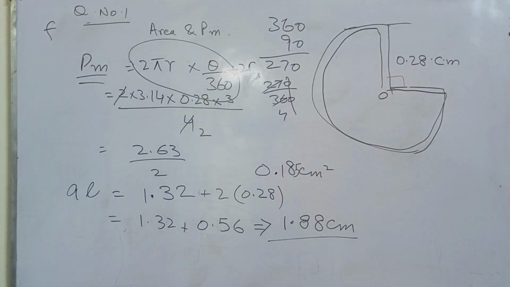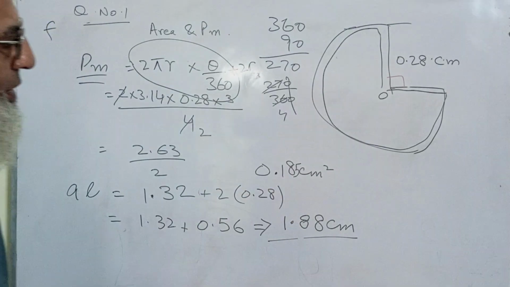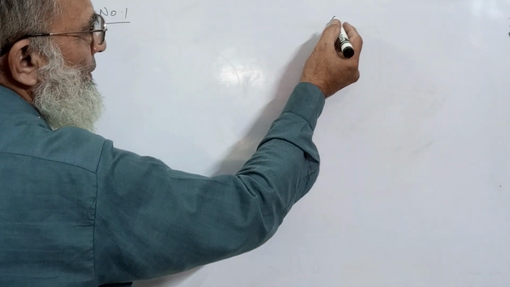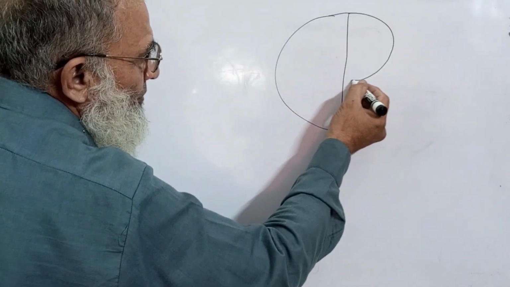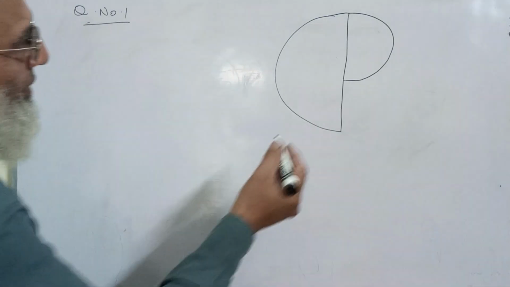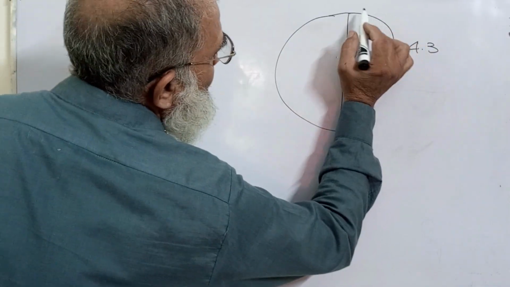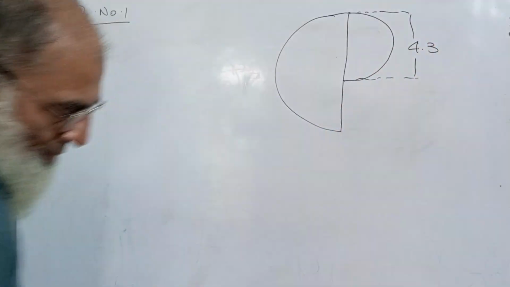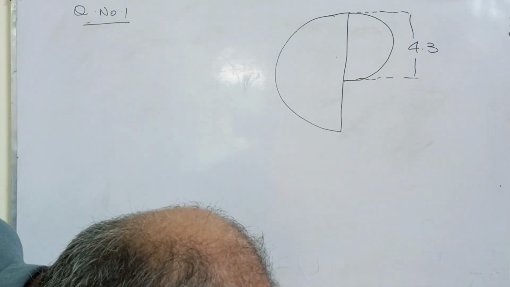Okay, so this is the answer: 1.88 for perimeter, and 0.185 for area. The next part is very much interesting. Half circle and another half. Now this is given as 4.3, and a line is also telling us that this is 4.3. You can see it in your book, which is page number 147.